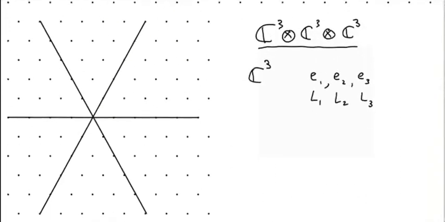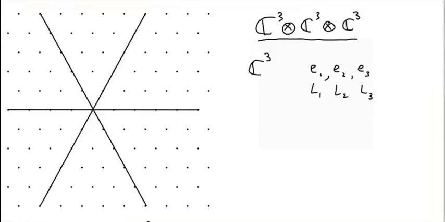So what are the weights for C3 tensor C3 tensor C3? Well, the basis for this tensor product is given by EI tensor EJ tensor EK. And I claim that that has weight LI plus LJ plus LK.